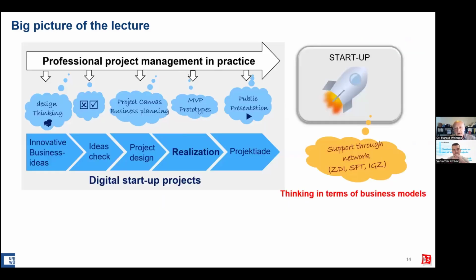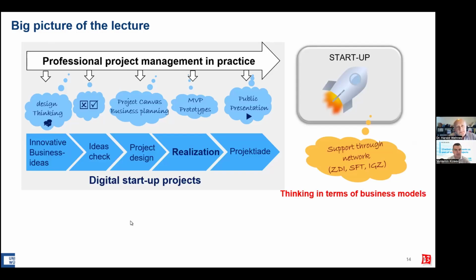Here's a big picture of the lecture. You see, one moment. Oh no, I don't want to write. I'm looking for the... Okay, no, let it be.